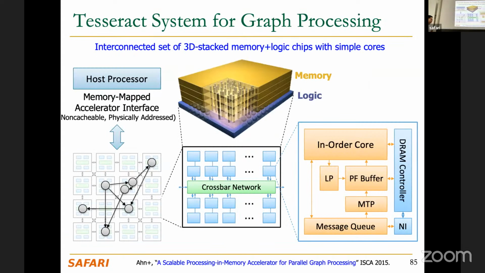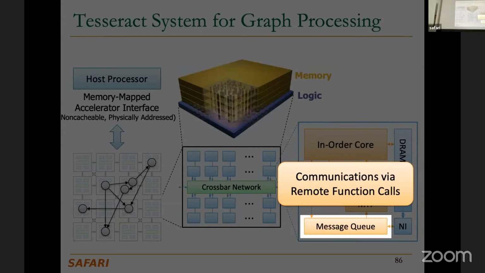In this paper that we presented in 2015 called Tesseract, we look at the opportunities that these 3D stack memory architectures provide to accelerate graph processing applications themselves. To do that, we designed this network of these 3D stack memory architectures. And inside each node of this network, we have your regular DRAM controller, and we embedded some simple in-order cores nearby the DRAM controller itself, in this logic die over here of the 3D stack memory itself.